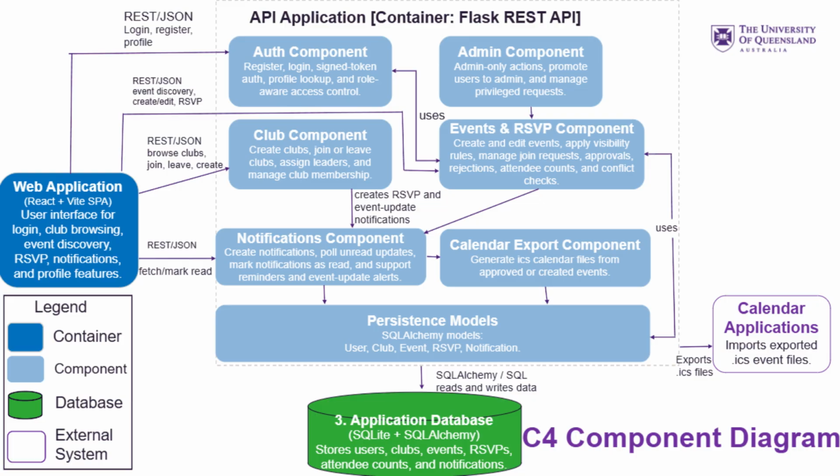For security, access control is enforced in the backend, not only by hiding buttons in the front end, so restricted events and admin actions are checked by the API. For deployability, the separated front end, back end, and database make the system easy to containerize and deploy to AWS. Finally, for future scalability, the module design gives us a clear upgrade path.